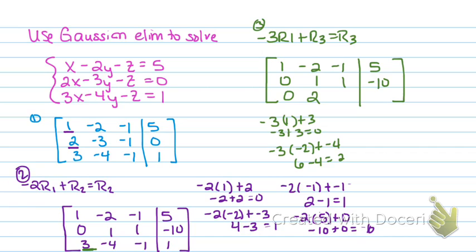For the third column there, it's -3 times the number there in row 1, plus what was there from row 3 before, -1. So you get 3 minus 1, which is 2. And for the last column there, it's -3 times what's in row 1, the 5, plus what was originally there, the 1. So it's -15 plus 1, which is -14.